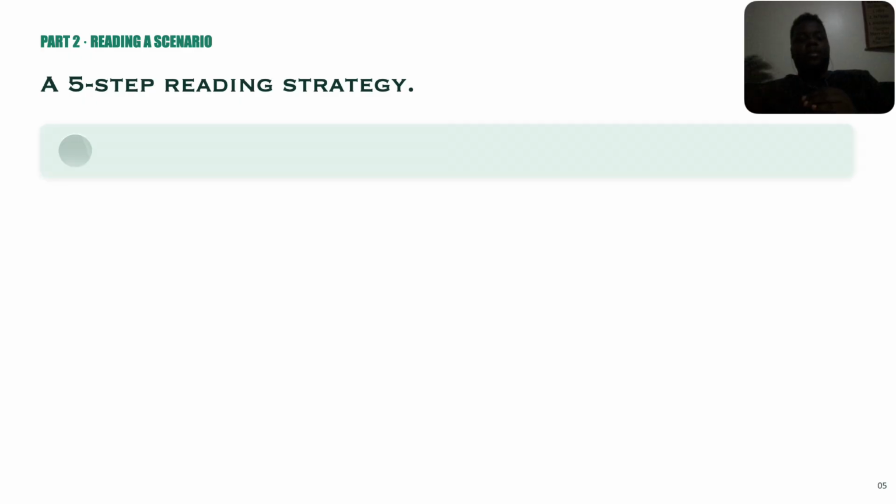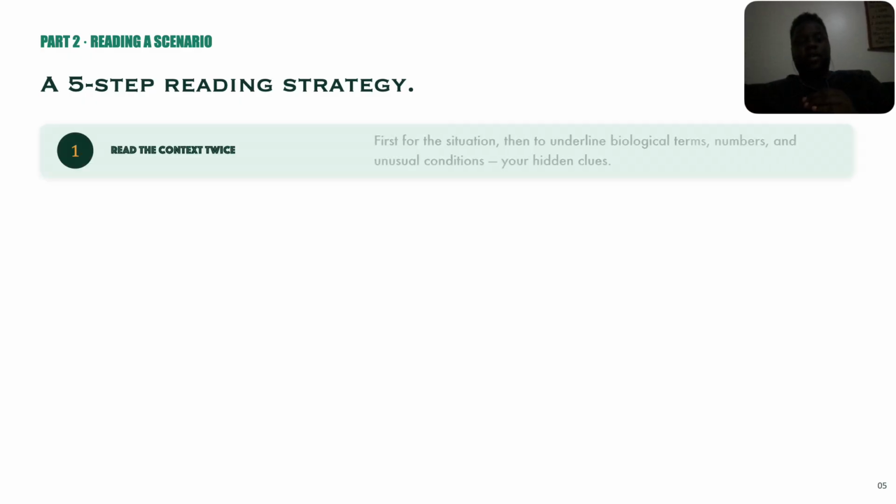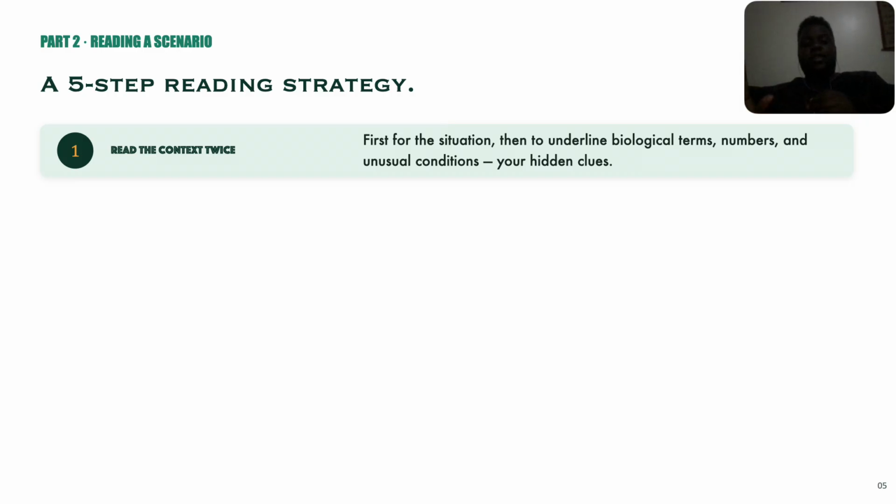Number 1, read the context. Anytime you face a scenario, make sure that you are reading the situation. What is happening? What is the biology that is happening? What are the numbers? What are the unusual conditions? Underline them. So that means you may have to read one or two times.